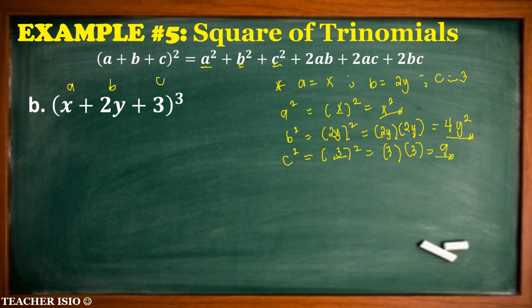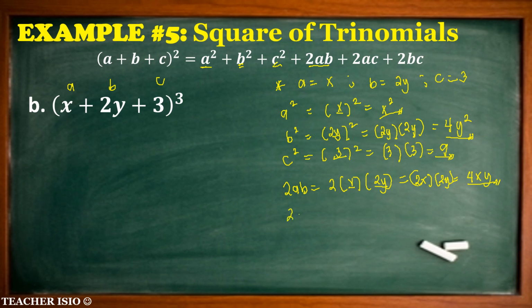Next, 2ab naman. We have 2ab. So blank blank. We have 2 times blank times blank. Substitute, our a is x and our b is 2y. So we have 2 times x times 2y. So 2 times x, we have 2x. Times 2y, we have 4xy. Pero isa-isahin muna natin. So 2x times 2y, we have 2 times 2, 4. And then xy. Tapos na tayo sa 2ab.